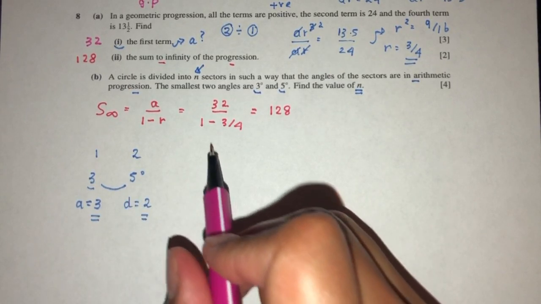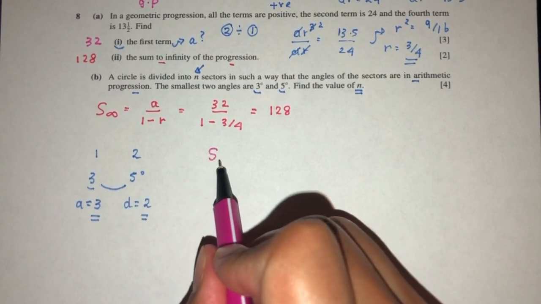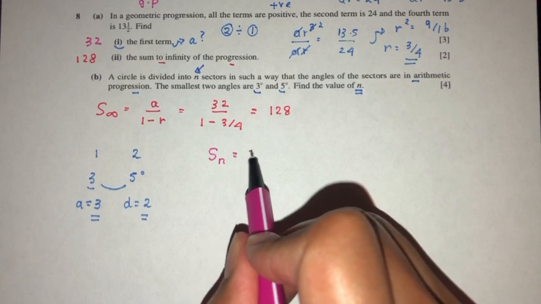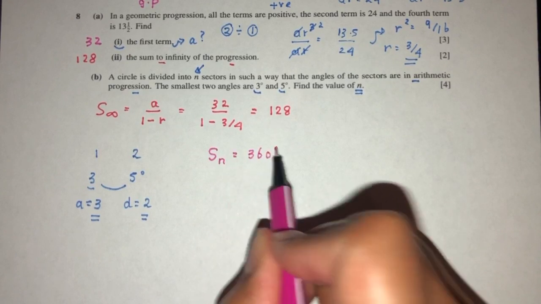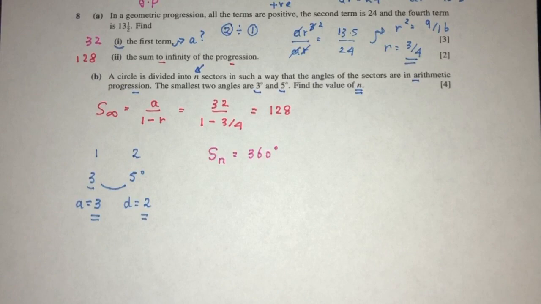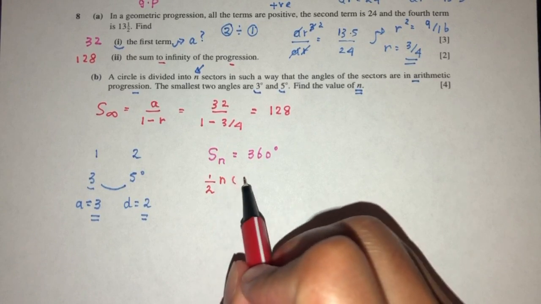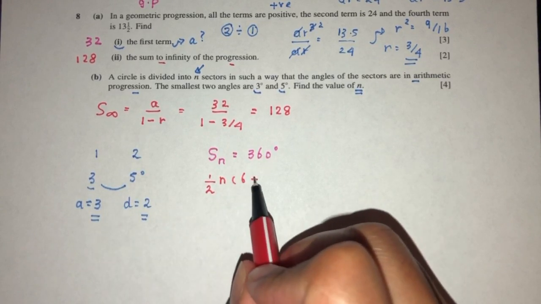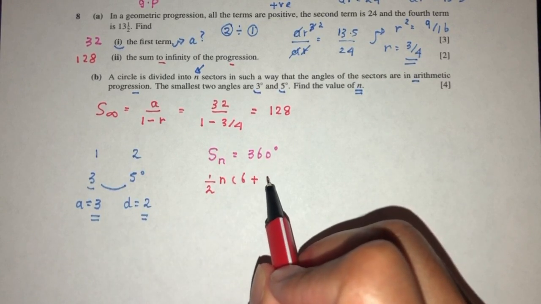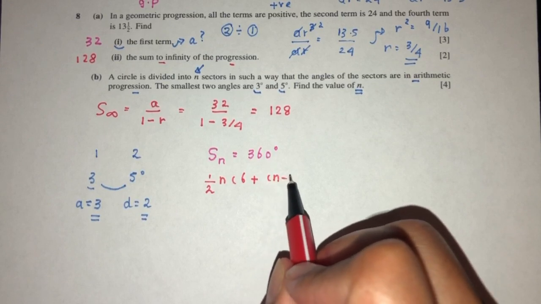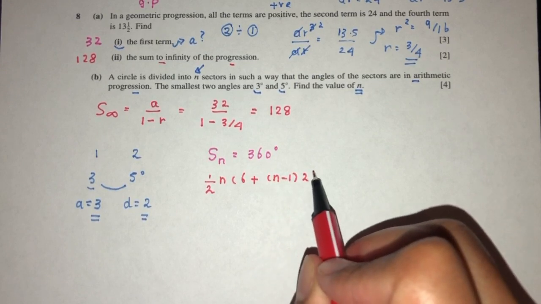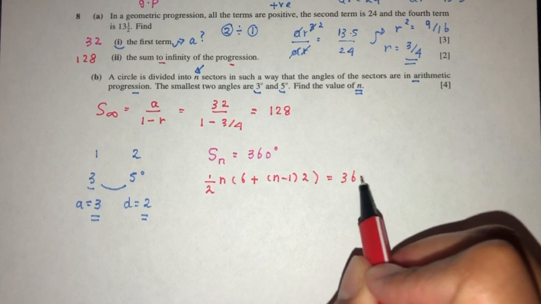So here, what do we know? If you were to add all the terms together, you are supposed to get 360 back, because it is a circle. All the angles together will be 360. So what is this formula? It is half n, we don't know, times 2 times a, which will be 6, plus n minus 1, n minus 1 we don't know, right? Times d, which is 2, is supposed to give you 360.